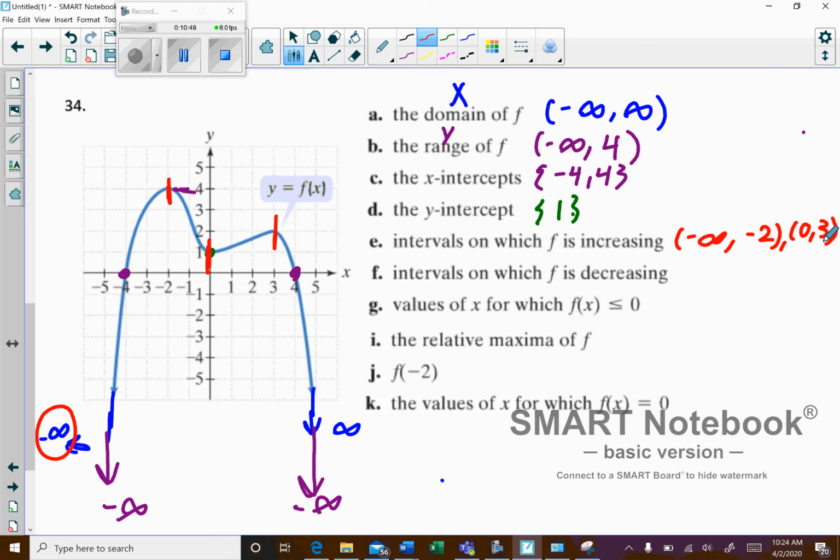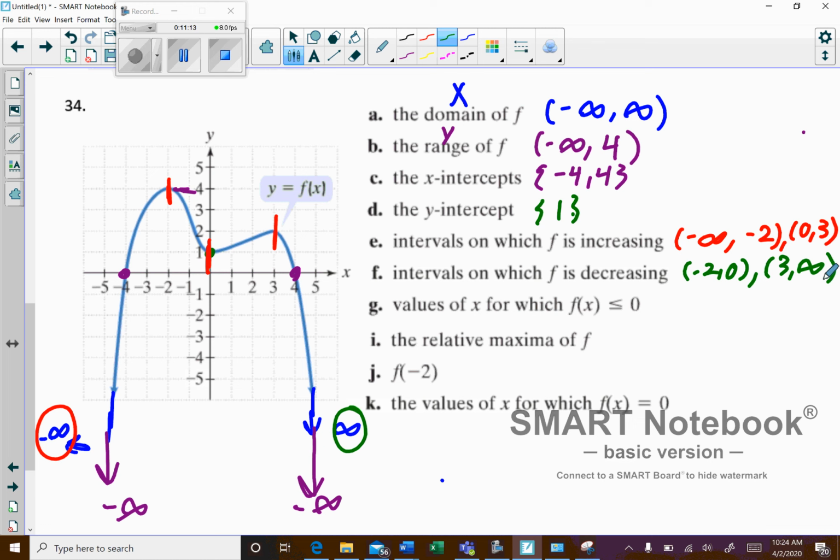Okay, now decreasing is going to be the other two intervals we haven't touched on yet, right here. So it's decreasing from -2 to 0 when x is -2 to when x is 0. The y is decreasing from left to right. So from -2 to 0. And then we're decreasing from 3 to infinity.